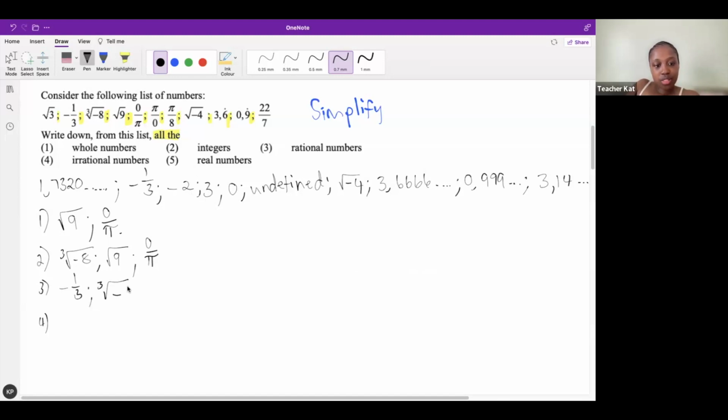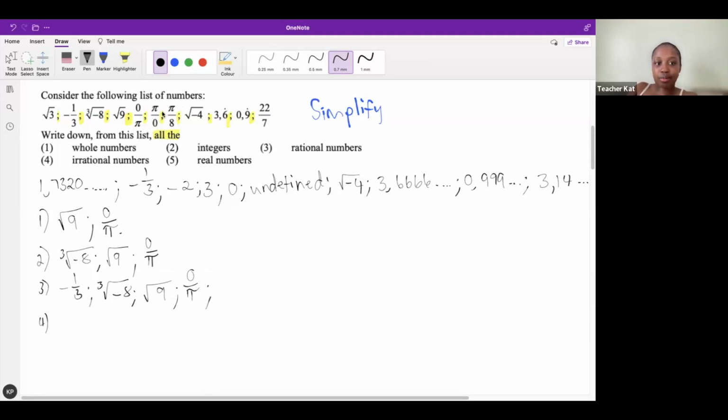We need to participate. Square root of 9, which is 3. Is that rational? Yes, thank you. So square root of 9 is rational. Next, 0 divided by pi. Is that rational? My answer is 0. Keep that in mind. So is that rational? Yes, thank you, Jenna. 0 divided by pi is rational.